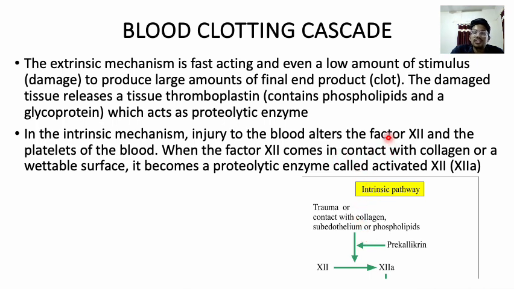Why? Because the factor 12 is already present in the blood, but when the endothelium is disrupted, it will expose the collagen. So when it is exposed to the collagen or a vegetable surface like glass, then the factor 12 becomes activated. For this activation of the factor 12, there is an important substance called the prekallikrein. Prekallikrein is required for the activation of the factor 12 to its active form.